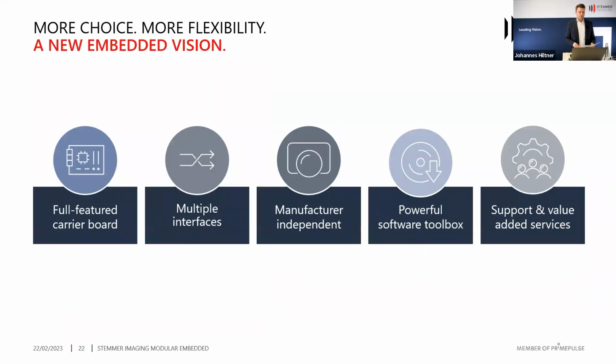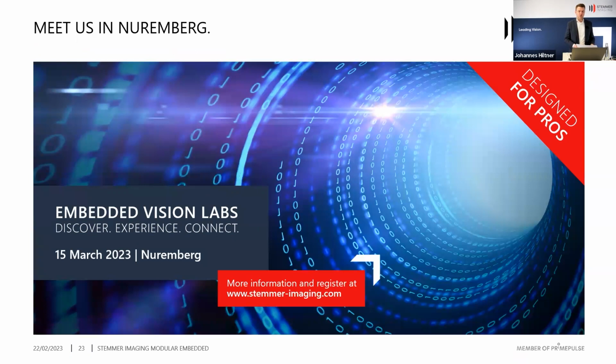So those are basically the five major USPs of our modular embedded ecosystem offering. It comes with a fully featured carrier board. It allows multiple interfaces, 2x 10 gig, 2x USB 3, 2x MIPI, which allows for a very broad application scenario. We are manufacturer independent, so we can get whatever hardware you need from STEMMER Imaging. We call it one-stop shop. It comes with a powerful software toolbox, and we also provide you with services apart from the hardware and the software.